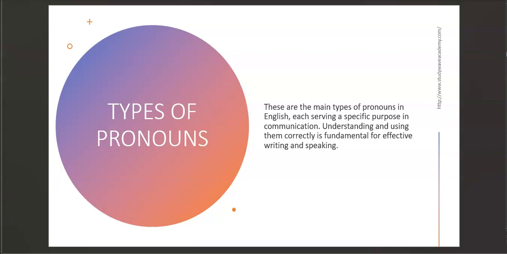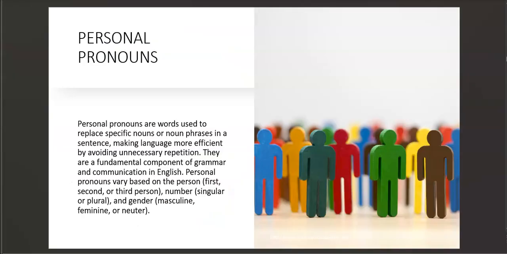Okay, so right now, after looking at all these types, we'll look at a few of them, and from these types that we've looked at, we will pick some and deeply focus on them. So the first one is personal pronouns. So we're going to be looking at the personal pronouns in depth. Okay, we're going to be analyzing them and knowing what these personal pronouns are. So basically, personal pronouns, like I said, are words that replace specific nouns or noun phrases in a sentence, making language more effective by avoiding unnecessary repetition.